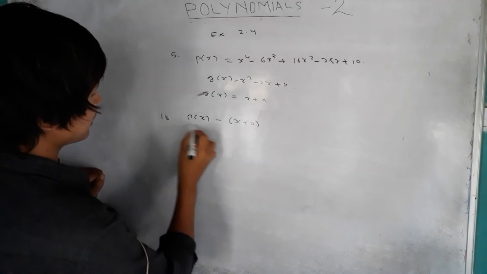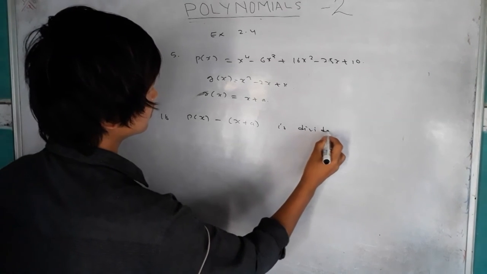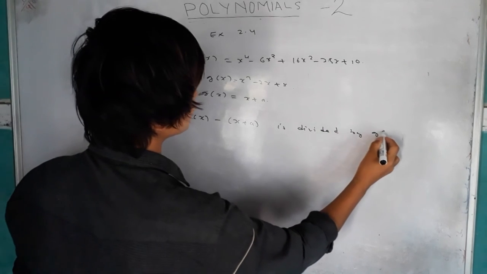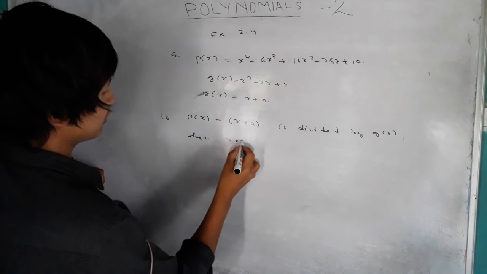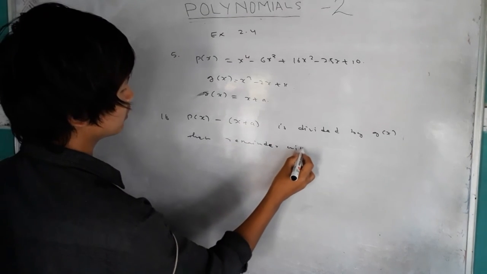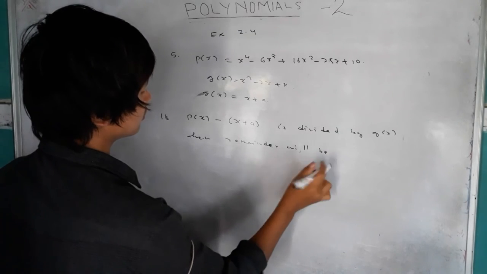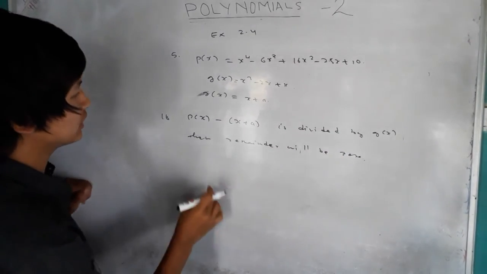if p(x) minus r(x) is divided by g(x), then the remainder will be 0. The remainder will be 0 because I have used that concept.